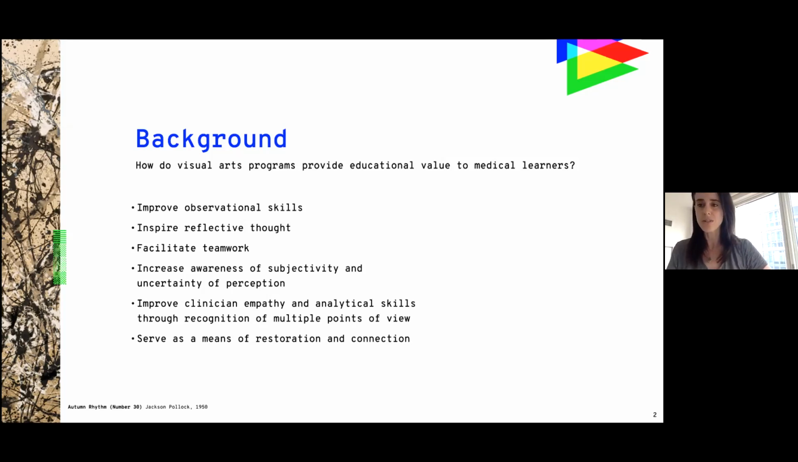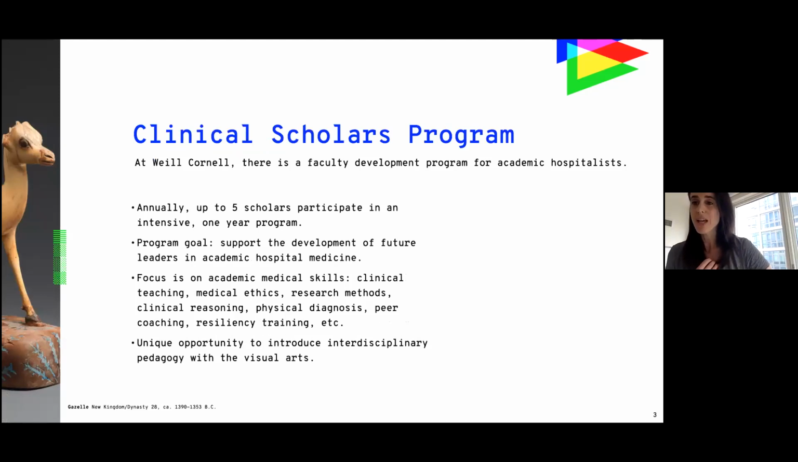So at Cornell, we're very lucky that we have a unique program called the Hospital Medicine Clinical Scholars Program. It's a select group of physicians who have completed their training and are attendings and are particularly interested in becoming academic leaders in hospital medicine. So it goes against the assumption that I think is often made in medicine, which is that we're all ready to be clinical educators and master diagnosticians when we finish our training. We're not. And this program serves to give a lot more education to these learners who are motivated to do it. So they work on clinical teaching skills, medical ethics, peer coaching, resiliency training.